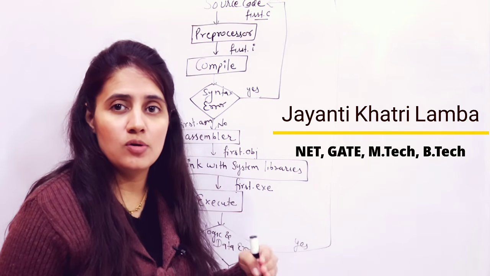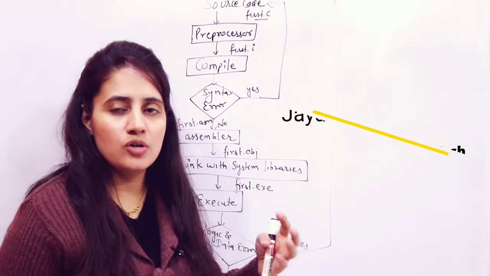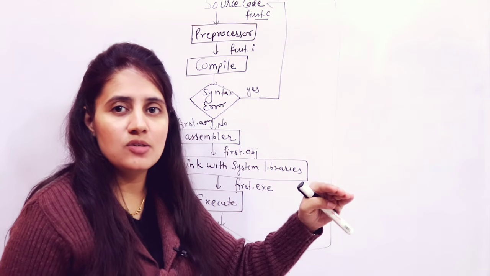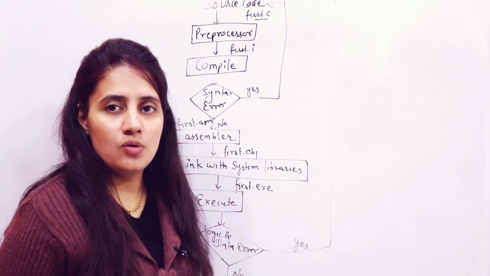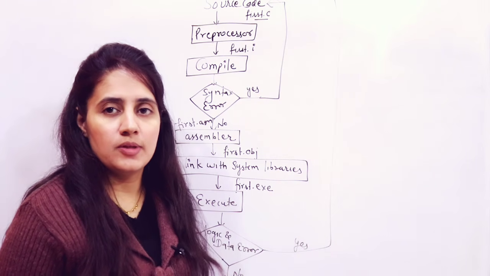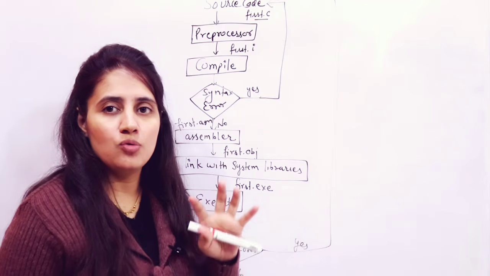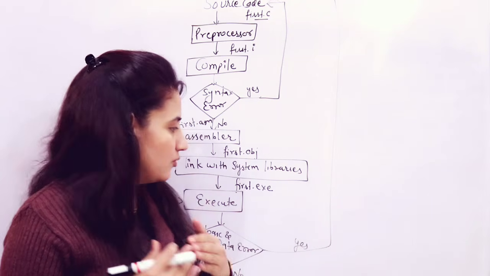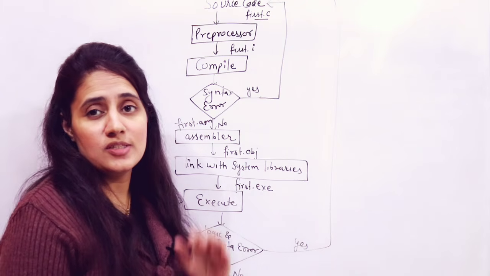So what is this model? What is translation? What is linking? What is loading? And what are the steps: when translation is to be done, when linking, when loading, and when finally you will get output. We are going to discuss every step with the help of this flow chart, the steps involved in the execution process of a C program.